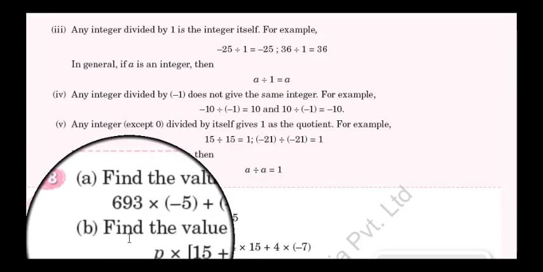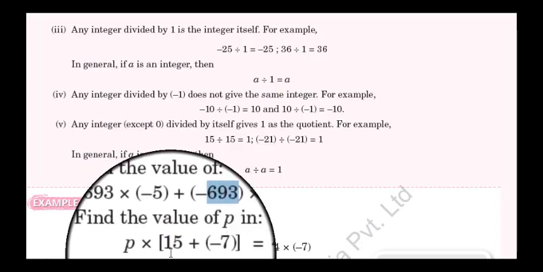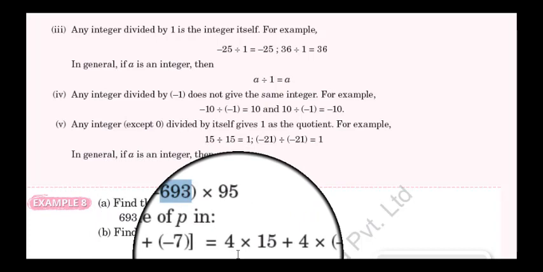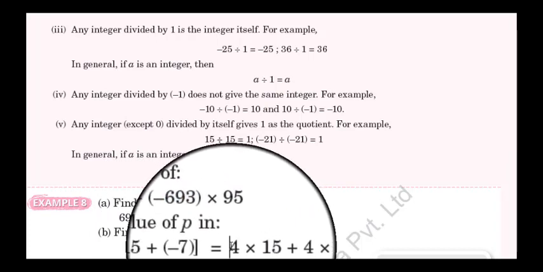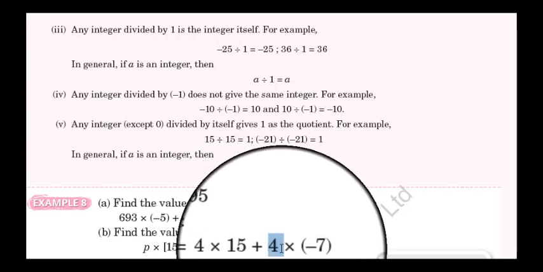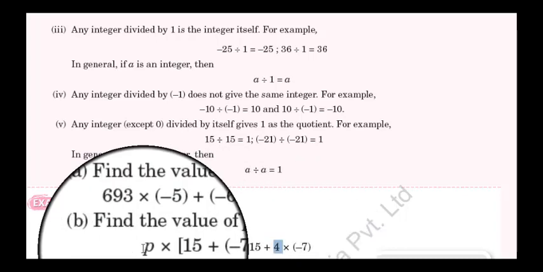In the B part, find the value of P. As you can see here, the P is being kept outside and the numbers are 15 and minus 7. And if you see on the other side, toward my right hand side after the equality sign, you can see the number 4 is existing in both of them. So which number has been taken outside the bracket? That is the number 4. So here, what will be the value of P? The P will be equal to 4.